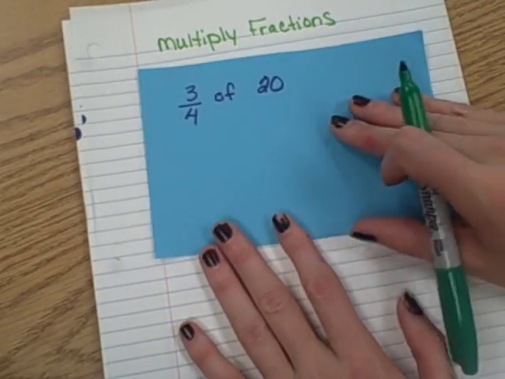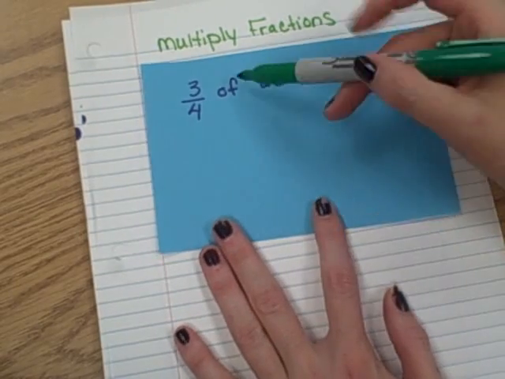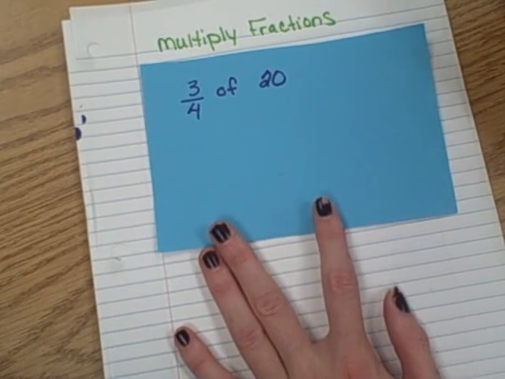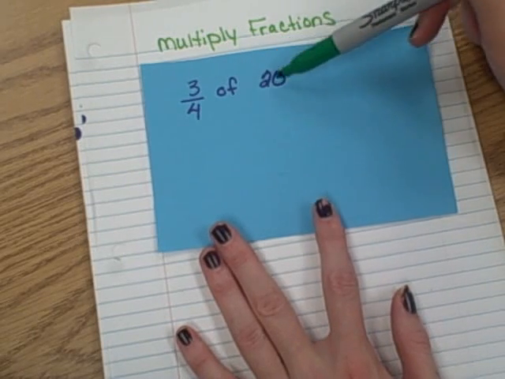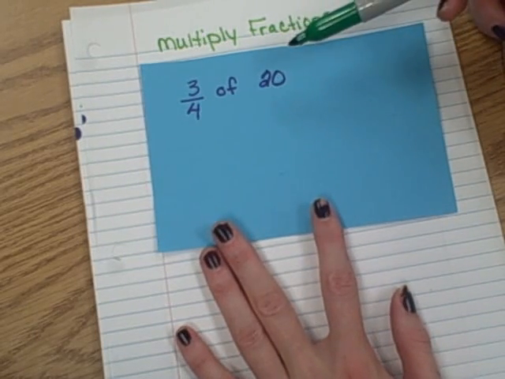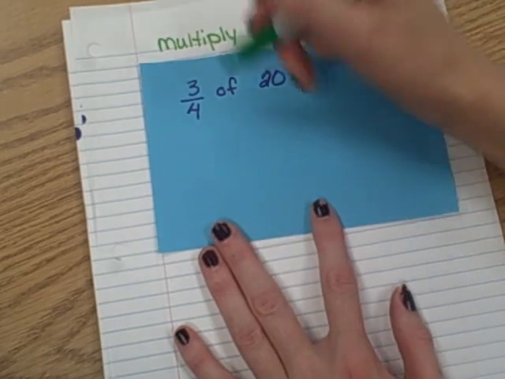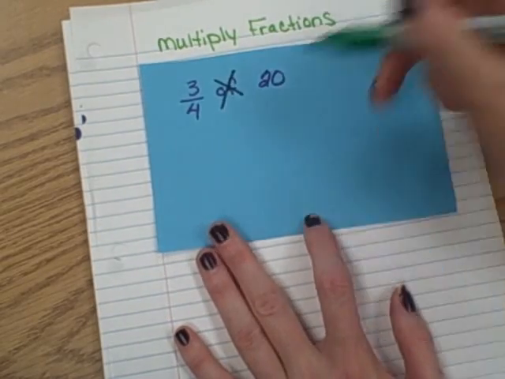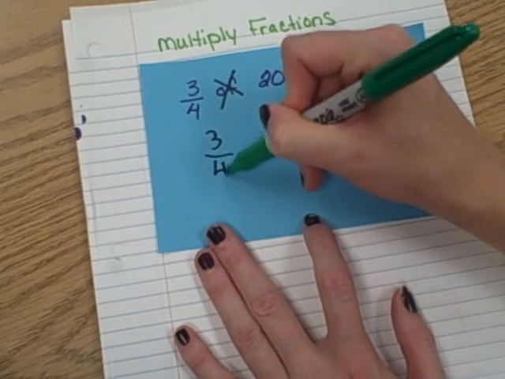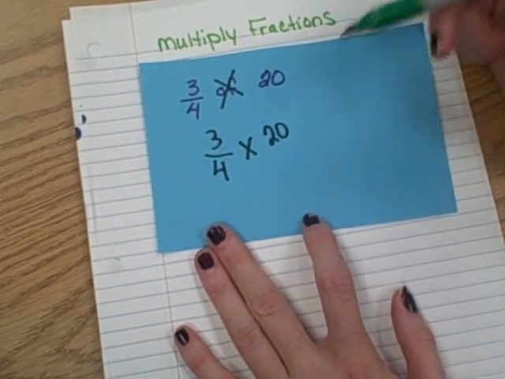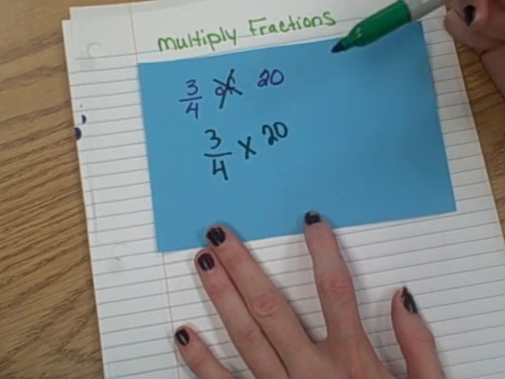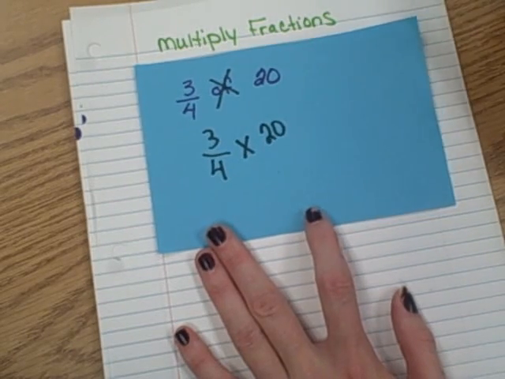And our last one. Anytime you see the word of, you are going to use multiplication. You're going to see this in terms of a fraction of a number, a decimal of a number, a percent of a number. The word of is multiplication. So this is 3/4 of 20. So we're taking a part of 20, so you know that your answer is going to be smaller than 20.